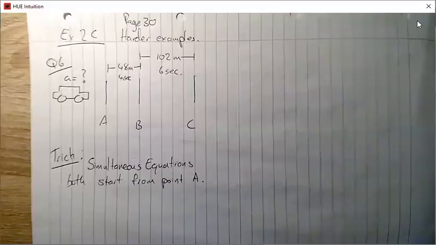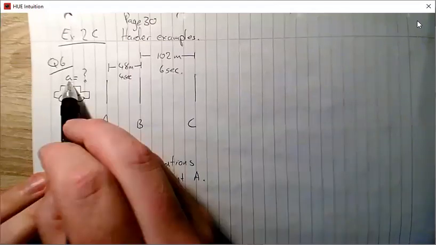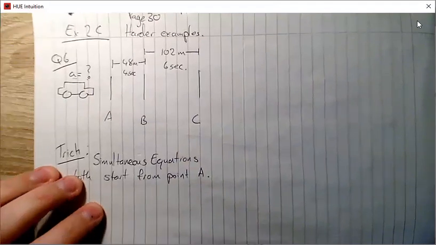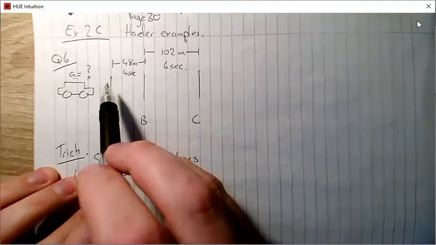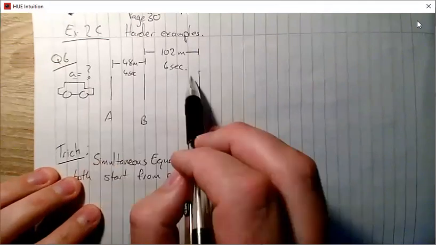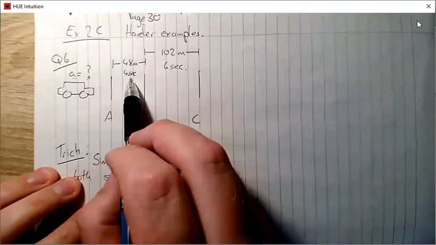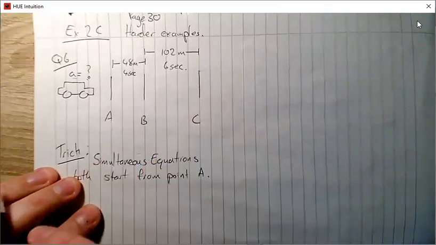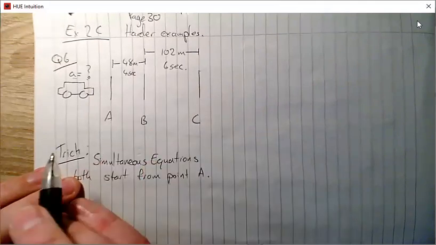This question says a car moving with constant acceleration passes three posts A, B, and C on a straight road. The distance from A to B is 48 meters, and from B to C is 102 meters. The car takes 4 seconds to go from A to B and 6 seconds to go from B to C. Find the acceleration of the car.